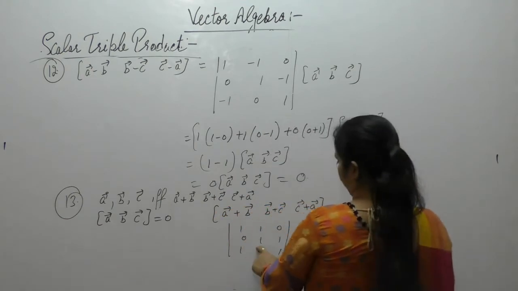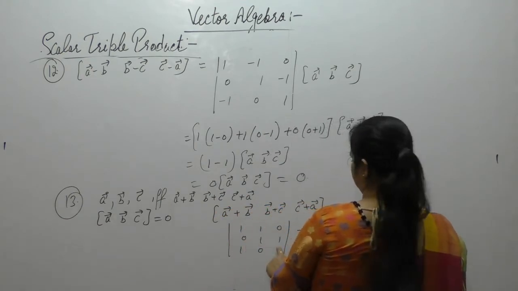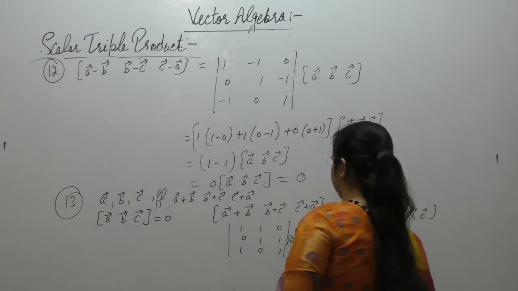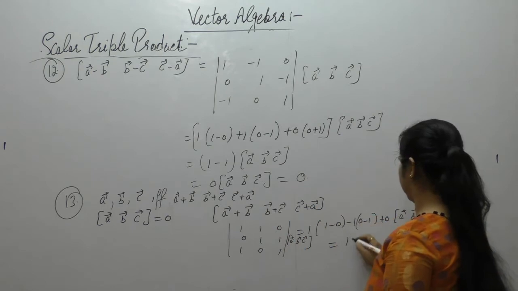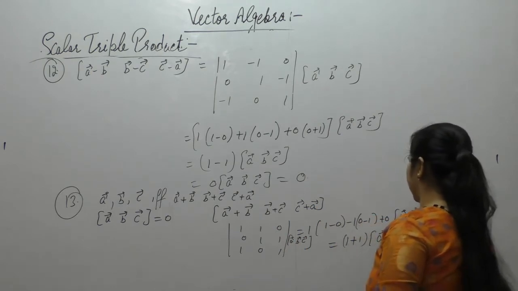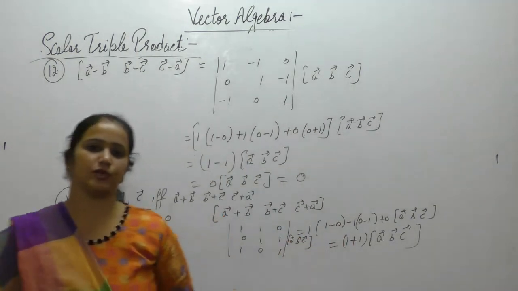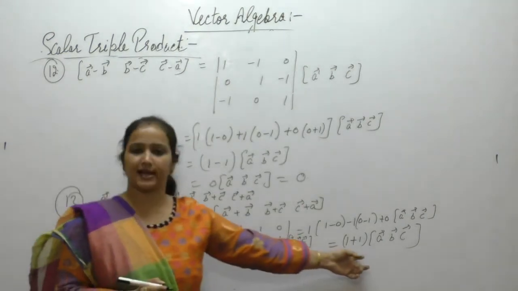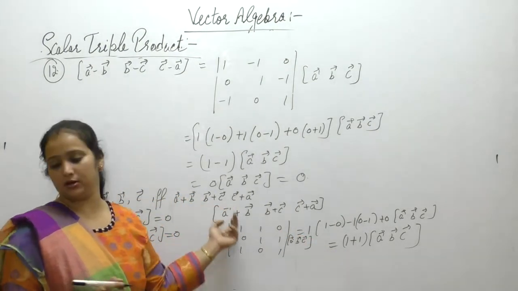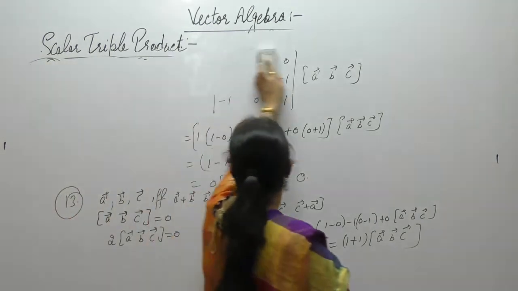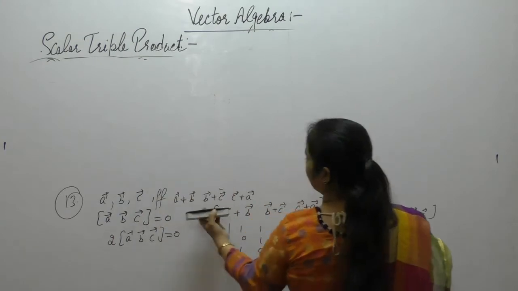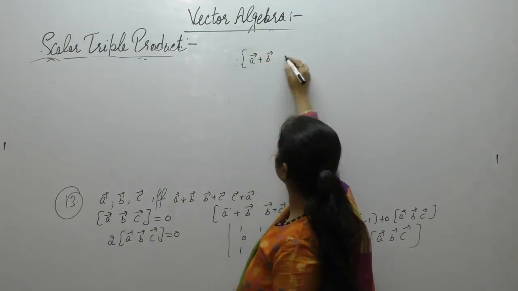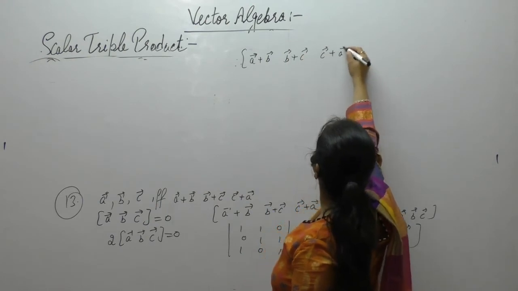We can write it as A, B, C, B, C, C, A. Solve it. 1 minus 0, minus 1, 0 minus 1, plus 0, and A, B, C vector. 1 minus minus plus 1, so 2 times A, B, C. If we multiply this equation by 2, then it doesn't make any difference. 2ABC is 0, and here we got 2ABC is 0. It means this is equal to 0. Therefore, the vectors ABC are coplanar if and only if these are coplanar. 2ABC is 0. Therefore, A plus B, B plus C, C plus A is equal to 0.